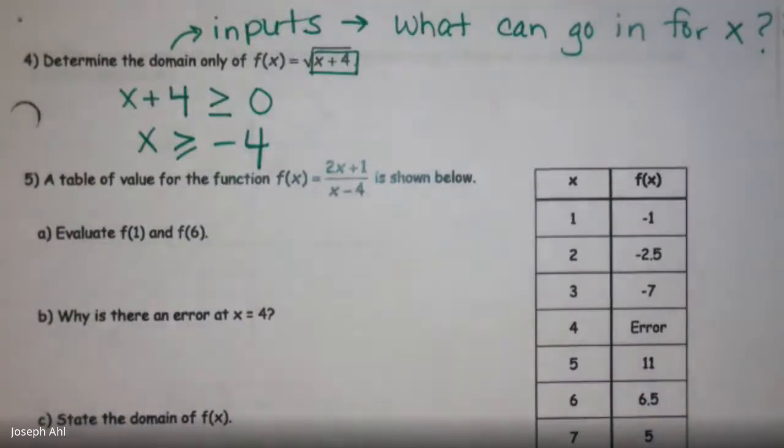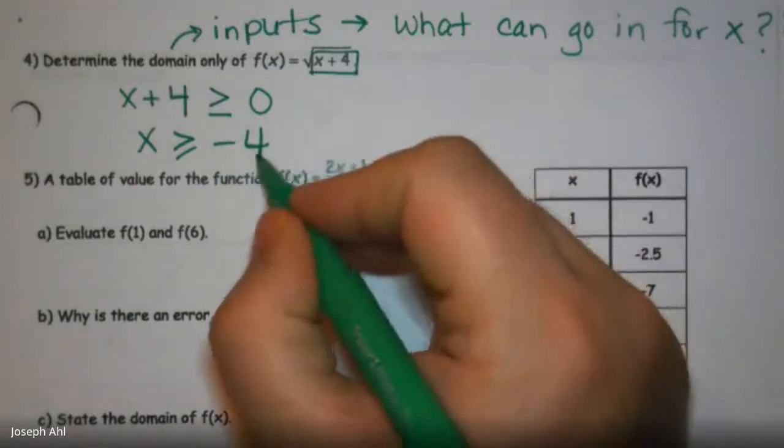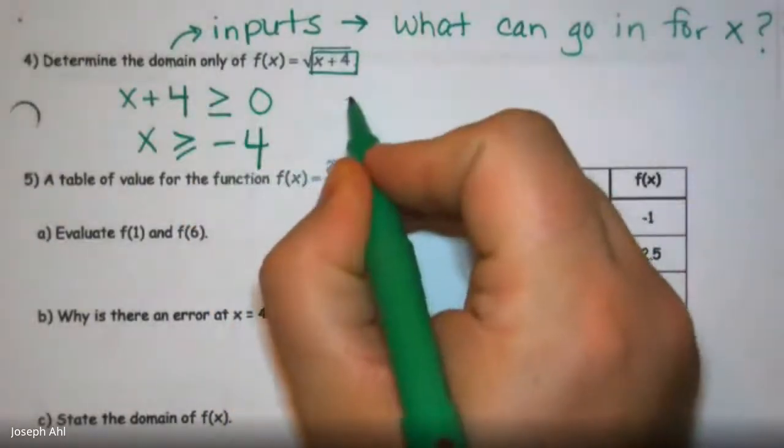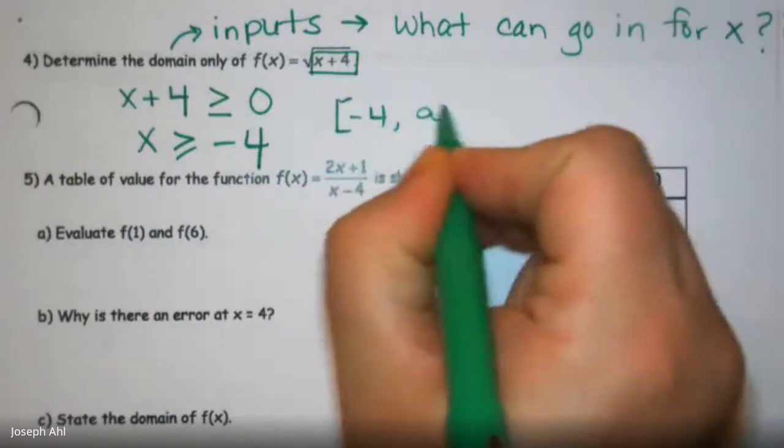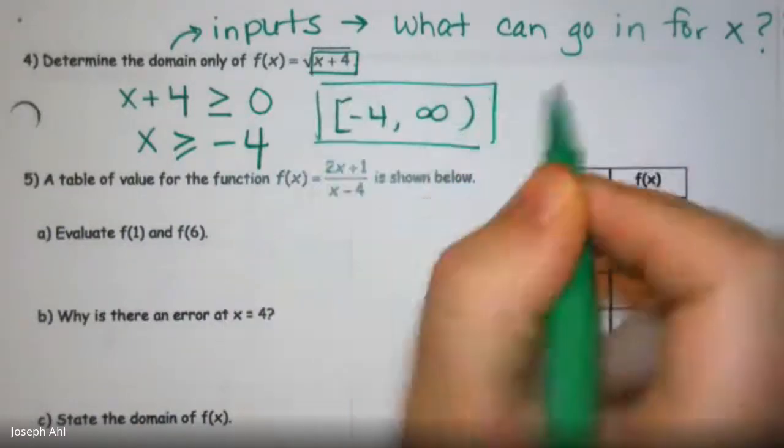Done. In fact, it didn't even say anything about interval notation, so you could technically stop here if you want to, right? This is in our inequality notation. But just because I do love interval notation, if x is bigger than or equal to -4, you can also list it as -4 to infinity with a bracket.